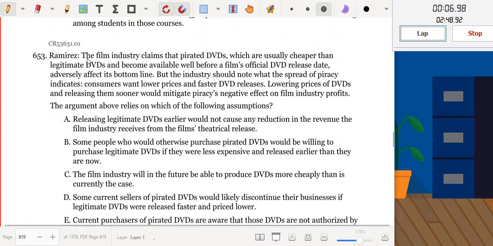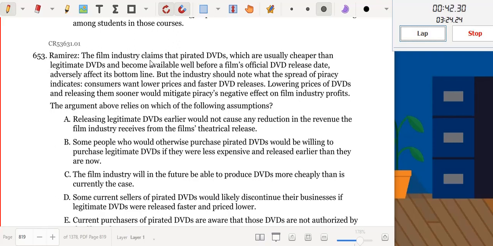Ramirez, the film industry. The film industry claims that pirated images, which are equally cheaper than DVDs, have become available well before a film's official DVD release date, which adversely affects its bottom line. But the industry should note that the spread of piracy indicates consumers want lower prices and faster deliveries. Lowering prices of DVDs and releasing them sooner would mitigate piracy's negative effect on film industry profits.